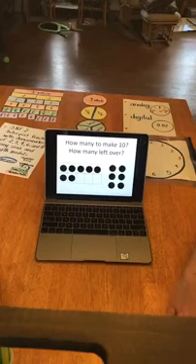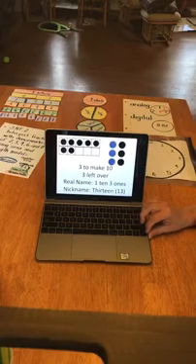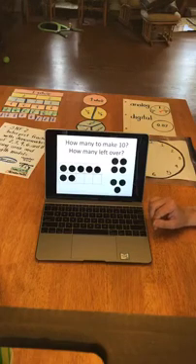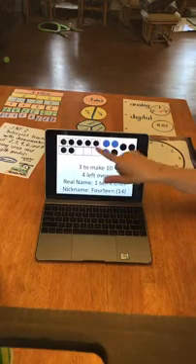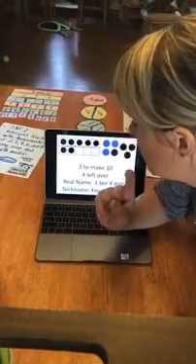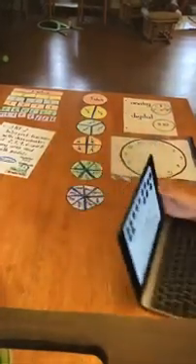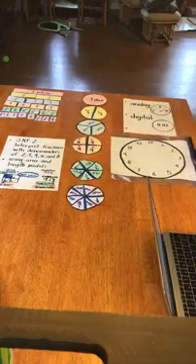How many to make 10? 3 to make 10, and 3 left over. That's 1 ten, 3 ones. We call that 13. Let's do one more. How many to make 10? 3 to make 10 with 4 left over. We call that 1 ten and 4 ones. The nickname for that is 14. True story.